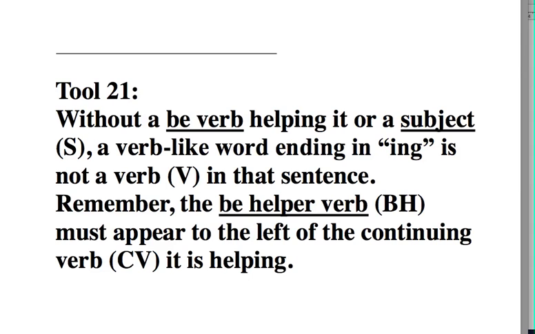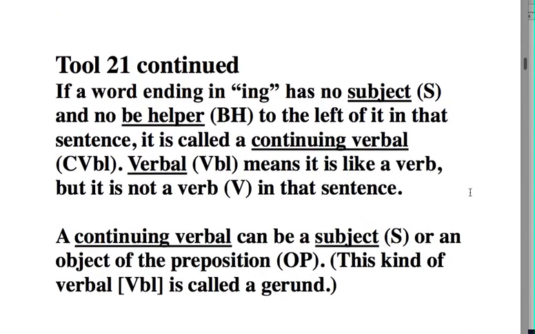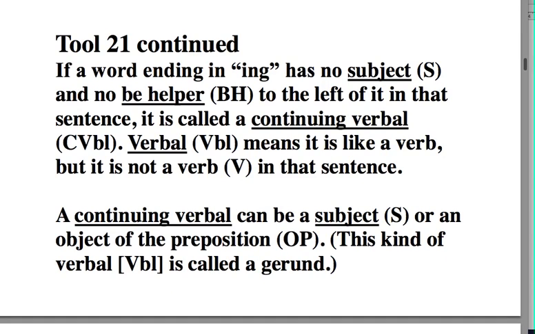Okay, here's the second part. If a word ending in ing has no subject and no be helper to the left of it in that sentence, it is called a continuing verbal. Verbal means that it is like a verb, but it is not a verb in that sentence. A continuing verbal can be a subject or an object of the preposition. Write this part down, and then we'll go through a few examples here.